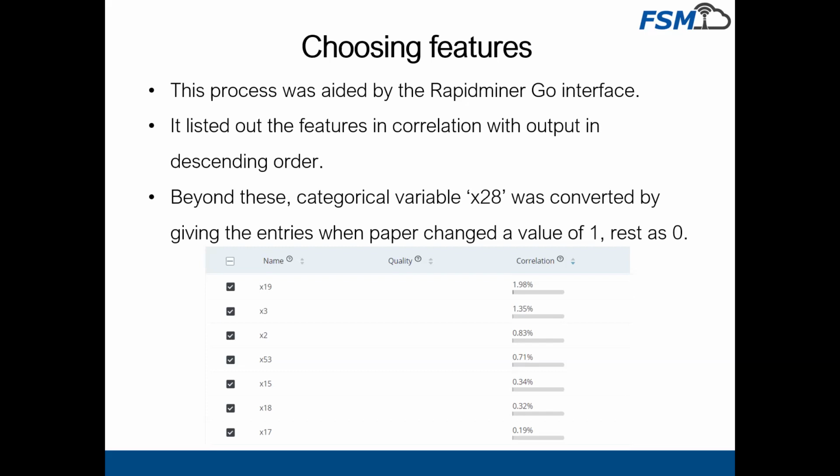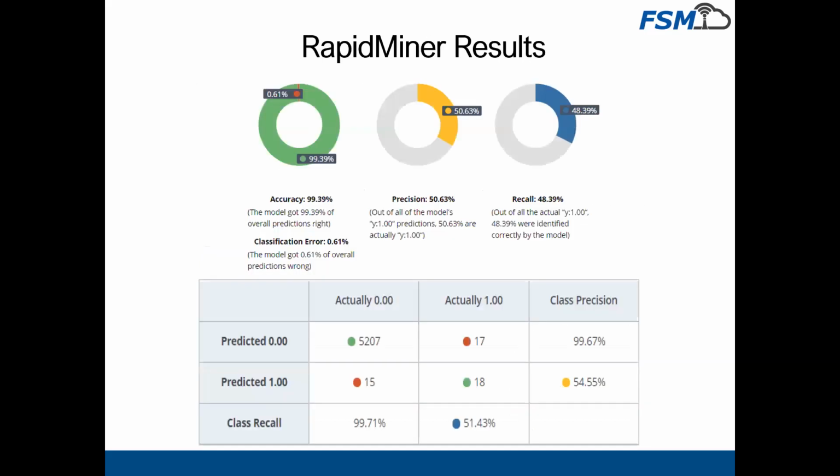This change in the type of paper might have higher correlation to the breakage because there is a change in the input parameters to the machine, rather than just the type of paper being produced. So this categorical variable was converted to a numerical variable in this manner. The RapidMiner model gave us this. These are the results of the RapidMiner model.